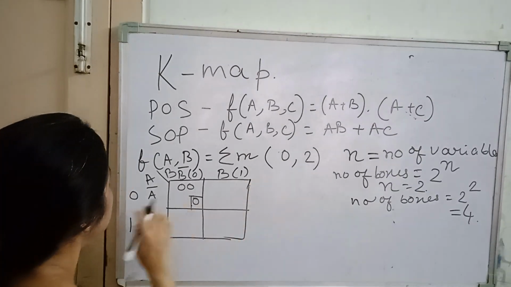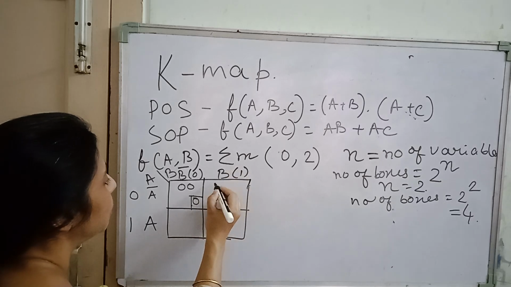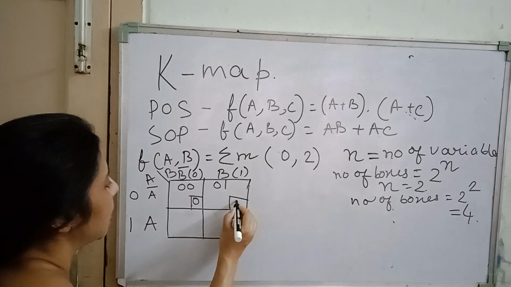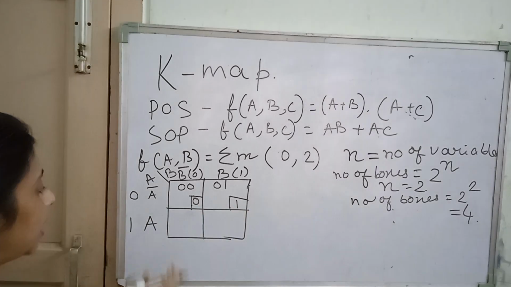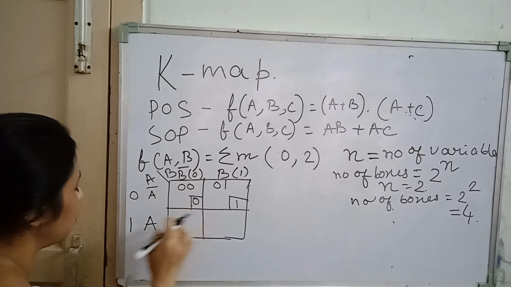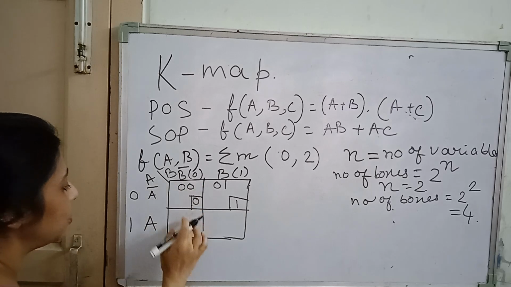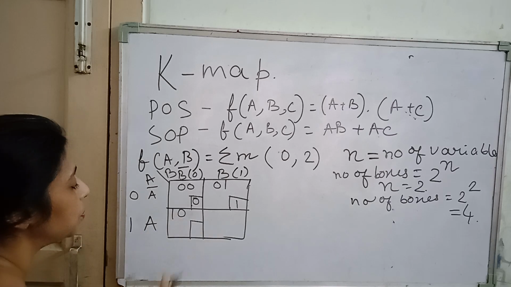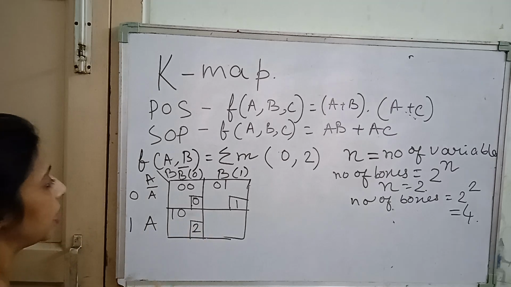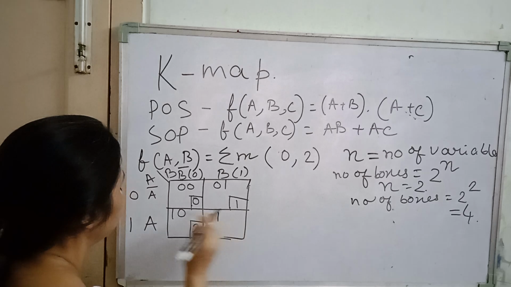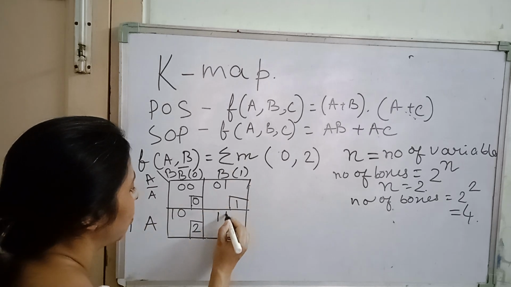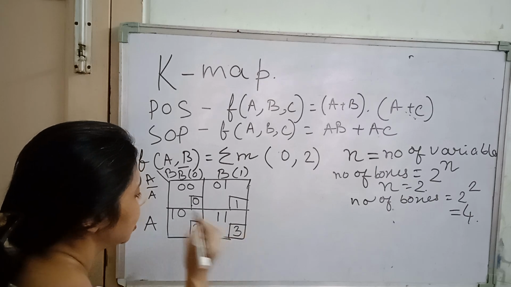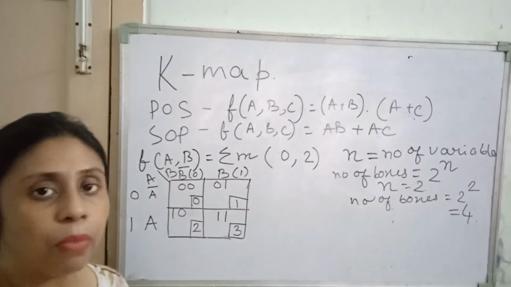Now the second box, 0 from row, 1 from column. So 0 1. In binary notation 0 1 means 1. This box 1 0, 1 from rows, 0 from column. So 1 0. In binary notation 1 0 means 2. This box 1 1, 1 from row and 1 from column. So 1 1. In binary notation 1 1 means 3. So these are our box numbers.